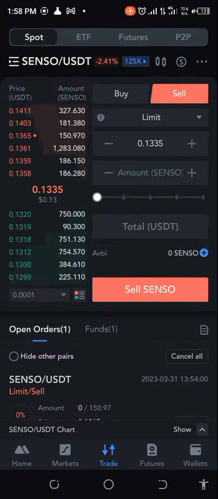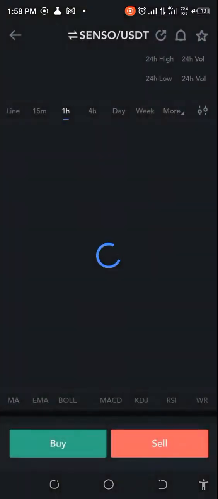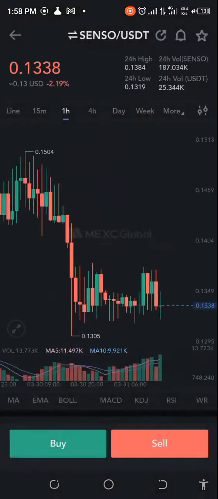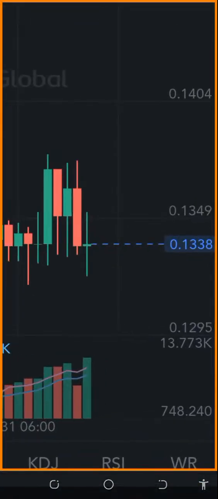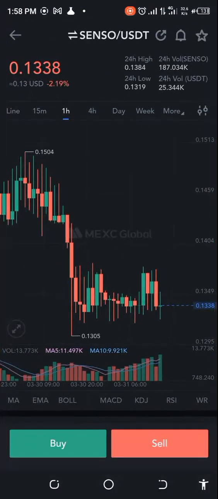Currently, I'm back in here just trying to check. I'm back into Senso USDT to see whether there is any hope for it to rise up. It looks like it's on a green candle, so we're hoping that this would move up higher. But anyways, I'll give you the results. Let's see how it goes.